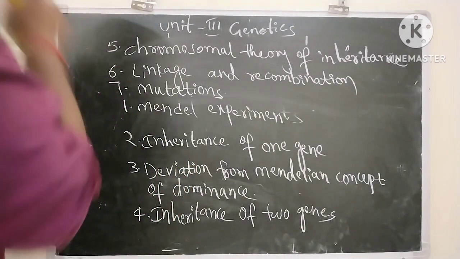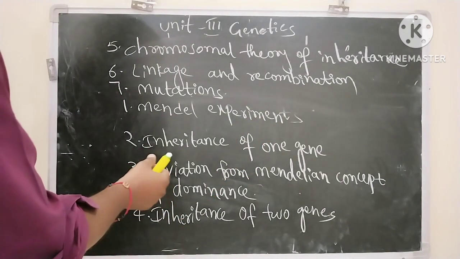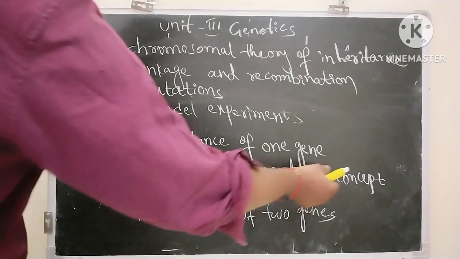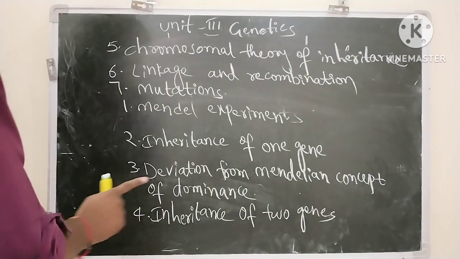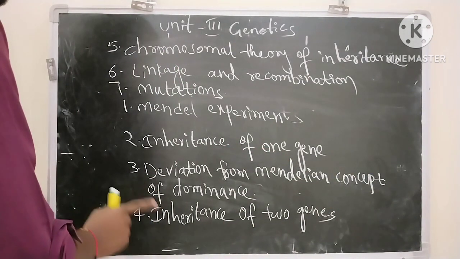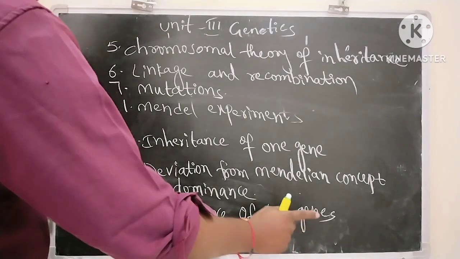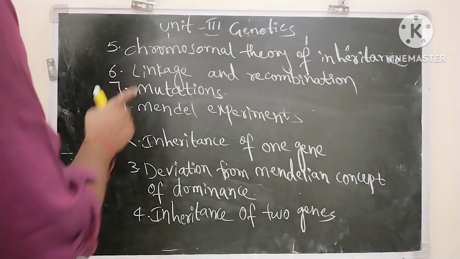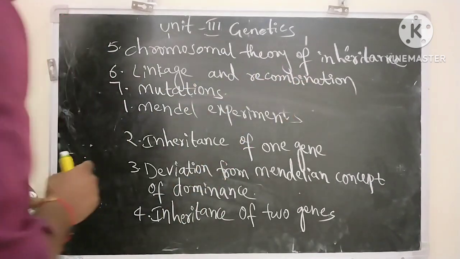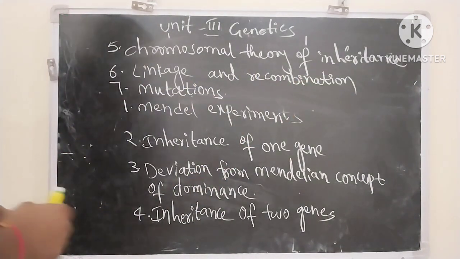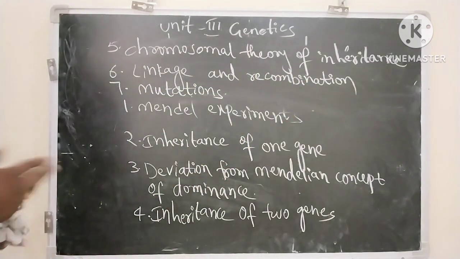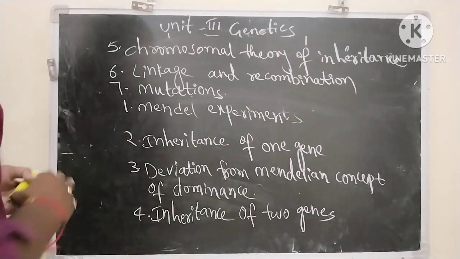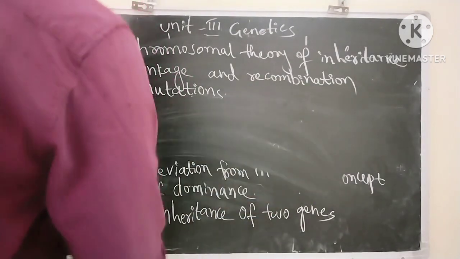First one is Mendel's experiments. Second one is inheritance of one gene, monohybrid cross. Deviation from Mendelian concept of dominance. Inheritance of two genes, which means dihybrid cross. Chromosomal theory of inheritance, linkage and recombination, and mutations. Okay, so now we will discuss the first topic, Mendel's experiments.